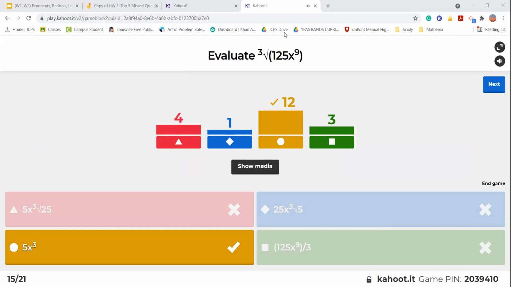So this one is actually the yellow one. I'm gonna first look at what this means. This has a cube root over the entire thing, 125 x to the 9th. Now I'm just gonna rewrite this radical as an exponent instead. The power of 1/3 is the same thing as a cube root. So it's 125 x to the 9th, to the power of 1/3. Now I'm gonna distribute this.